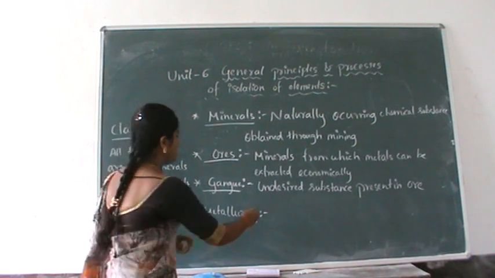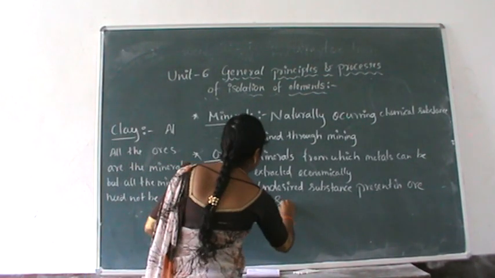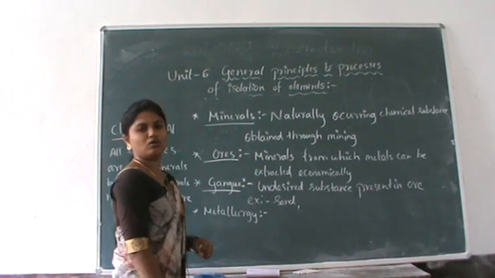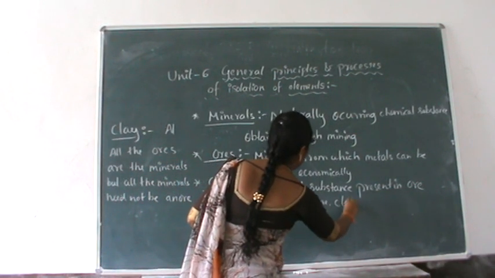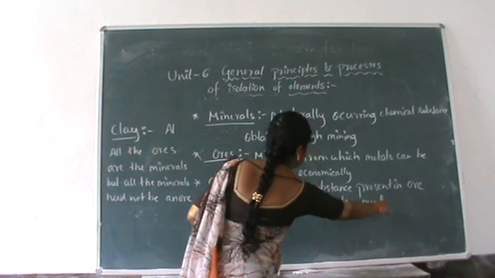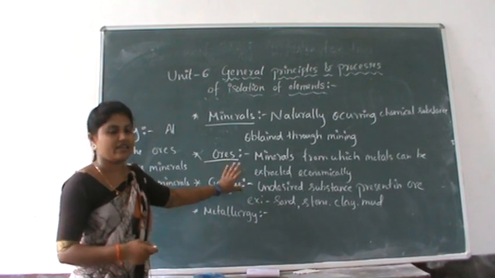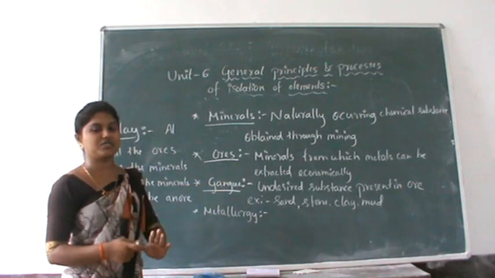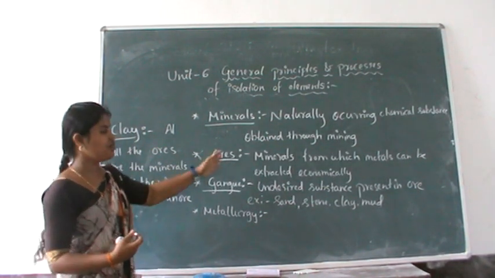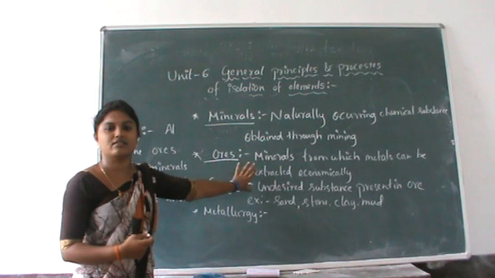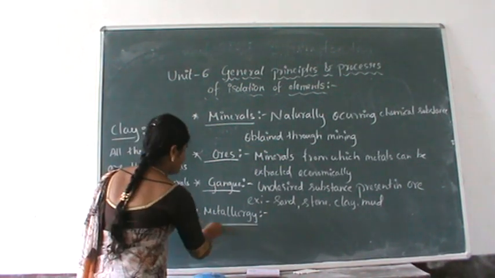Example for gangue, it may be sand also present in ores, or stone, clay, mud. These are all some of the examples for gangue. Did you understand what gangue is? Undesired substance that is present in the ore. We have to keep purifying it, and at last what do we get? Metal will be obtained. Okay, next term, that is metallurgy.